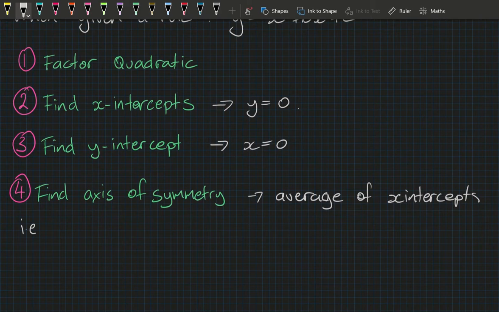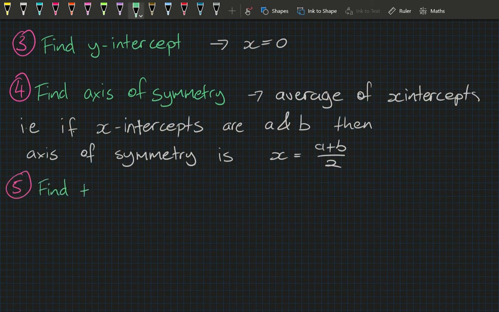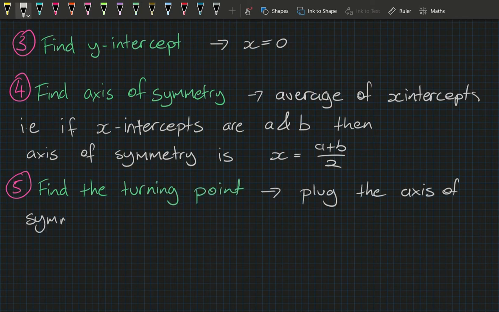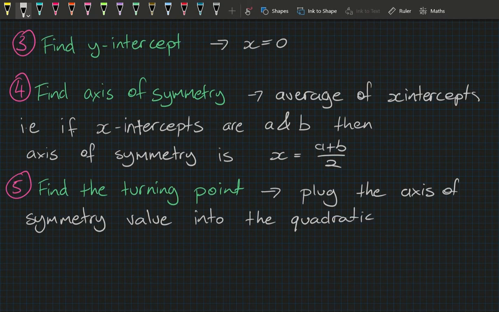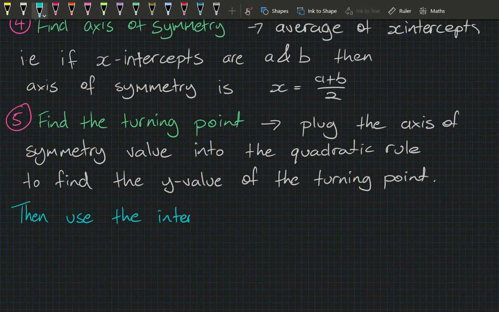I.e., if the x-intercepts are a and b, then the axis of symmetry is where x is equal to a plus b divided by 2. And then finally, step 5 is finding the turning point. And the way we do that is plugging the axis of symmetry into the quadratic rule to find the y value of the turning point. And then when we've done all that, we can use the intercepts and the turning point to draw the parabola.